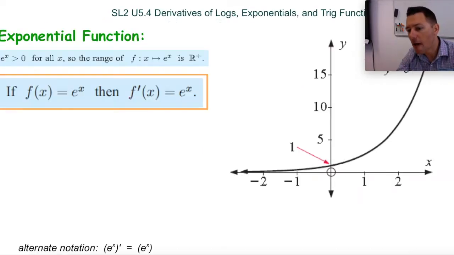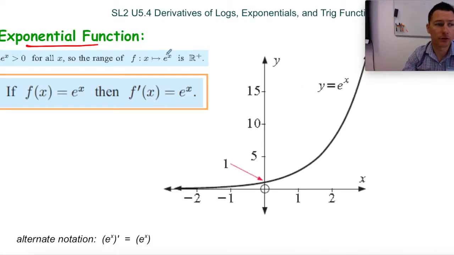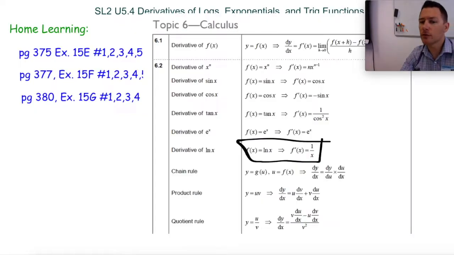Okay, and here's another one that you can use. If your function is e to the x, the derivative is e to the x as well. You could plug this into your calculator to see that that's so, but it just means that the slope at any point is still e to the x, which is an interesting quirk. We're going to use those. You don't necessarily need to memorize them because they're here.